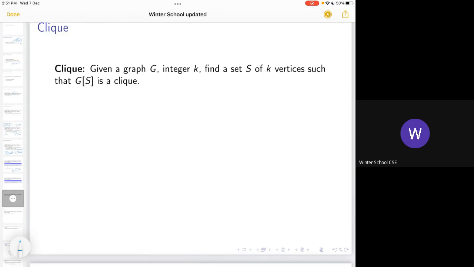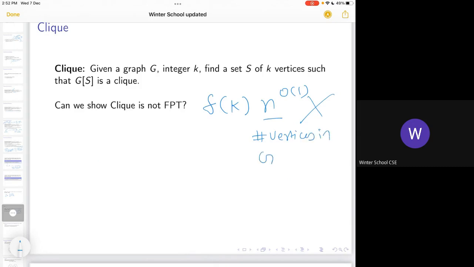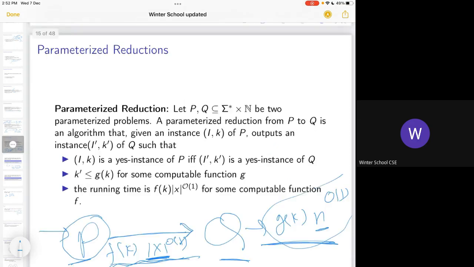So in the clique problem, we are given a graph G and an integer k, and we have to find a set of vertices which induces a clique in the graph. A simple example of a clique: this is a clique on 3 vertices. This is a clique on 4 vertices, and so on. So now the question is, can we show that clique is not FPT? That means we cannot design any algorithm with this running time, where n is the number of vertices in G. Can you think how we go about this? Go back to our parameterized reduction and see what we can do.